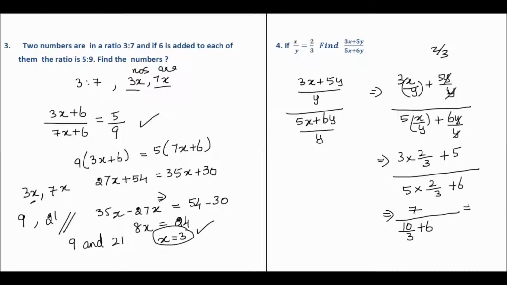Do step by step method, must not make any mistakes. 7 by 3 into 6 is 18 plus 10, 28 by 3. And now 7 into 3 by 28 cancels out to be 3 by 4. The answer is 3 by 4.